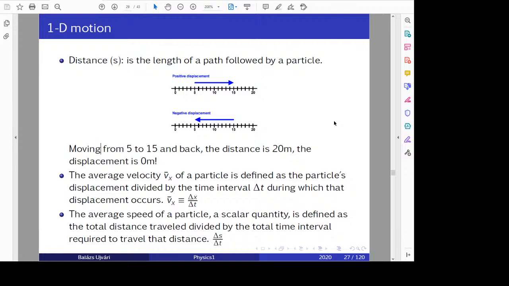What is average velocity? If you observe a particle which changes its position by delta x in a time interval delta t, and you divide this delta x by this delta t, you get the average velocity. In one dimension, this is a number. In three dimensions, this is also a vector. What is the difference between velocity and speed? For velocity, you divide the displacement by the time, and for speed, you divide the distance by the time.